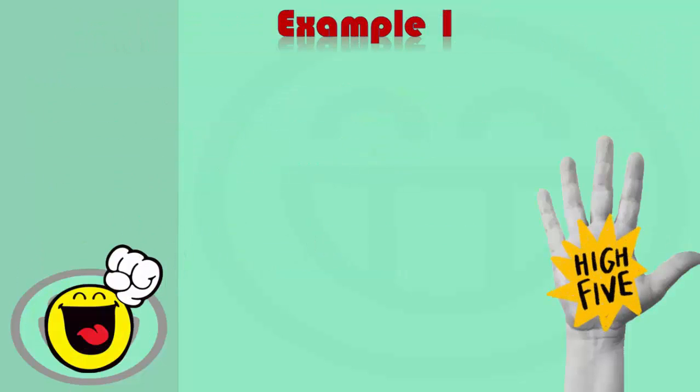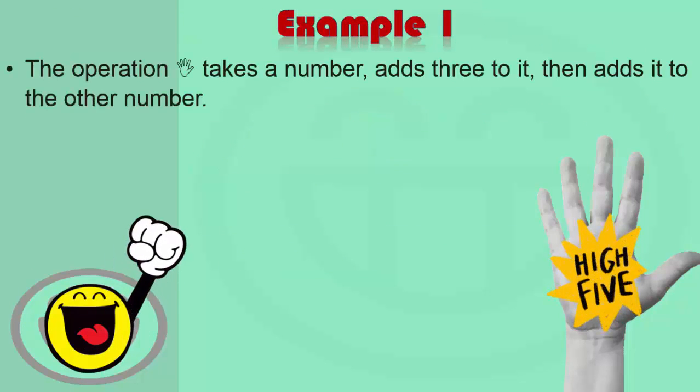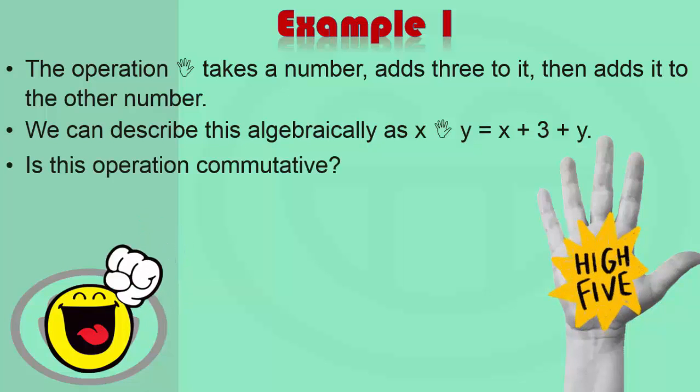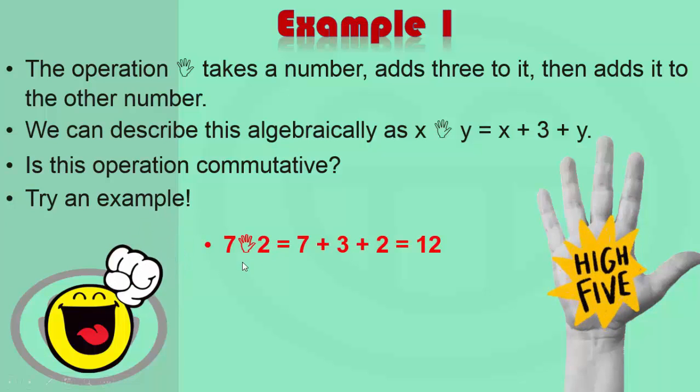In example 1, we're going to do this. The operation hand takes a number, adds it to 3, then adds it to the other number. We can describe this algebraically as x hand y is equal to x plus 3 plus y. Is this operation commutative? Let us try an example. So 7 hand 2, that means we're going to make x equal to 7 and y equal to 2, and then we substitute: where x is, we put a 7, and where y is, we put a 2.